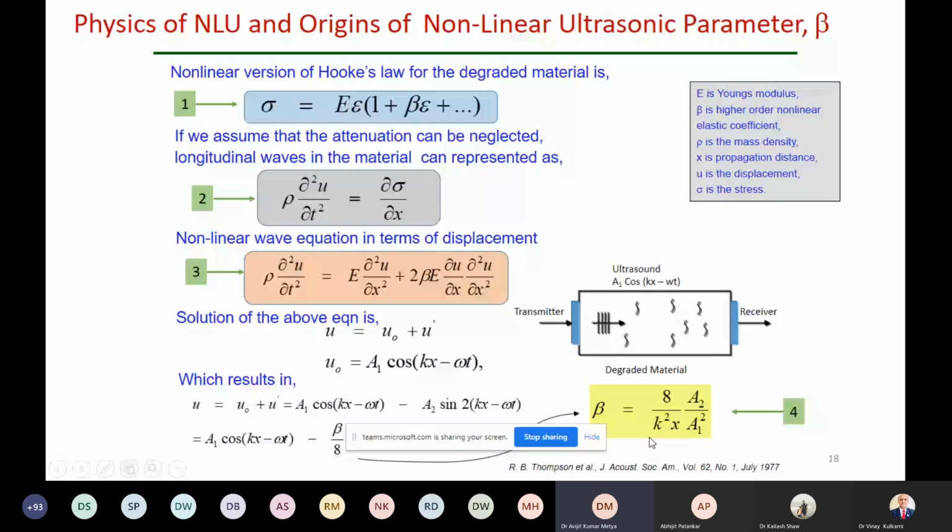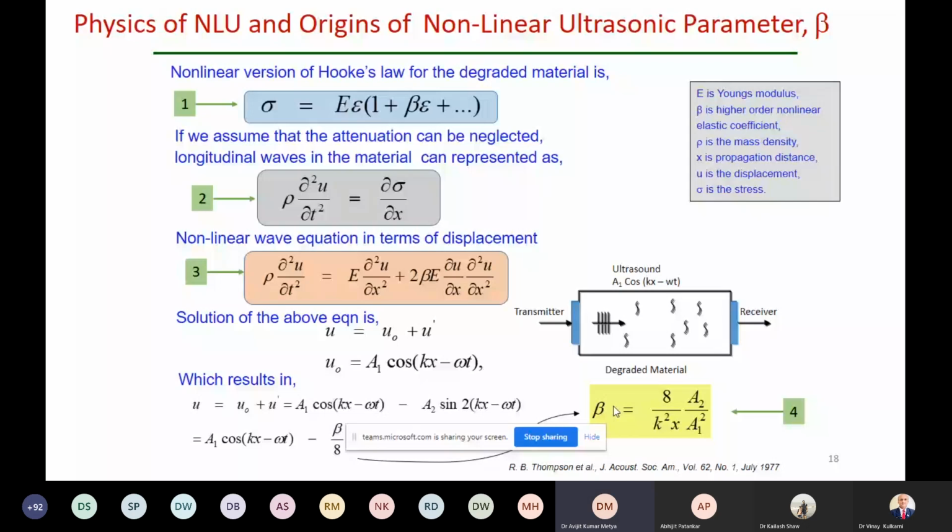This is always constant. This A2 is the amplitude of the frequency 2F. Whatever I am sending, if I am sending frequency F, the amplitude of that F is A1, and whatever I am listening to, if there is damage, 2F will be generated. The amplitude of the 2F is A2. So this generation of A2 is the signature of the damage within the material, which is accounted for in beta. So this beta we measure from the material using this nonlinear ultrasonic technique.